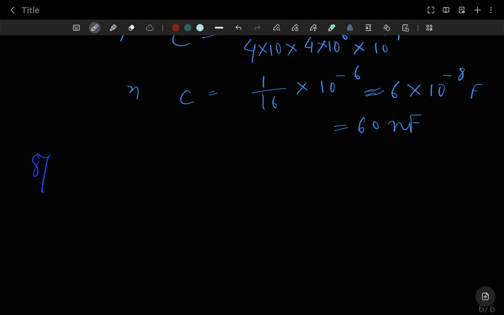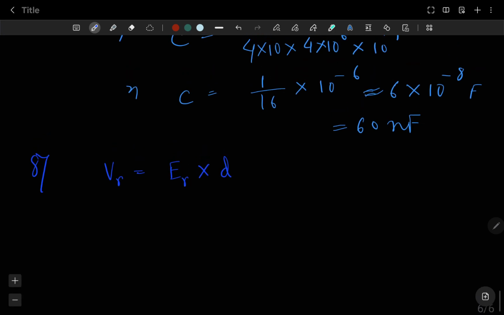So the voltage will be like this, E into D. So it's given 3 into 10 to the power 6, into D is 0.1 into, it's millimeter, so it's 10 to the power minus 3, so 10 to the power minus 4, so it's 300 volt, right?